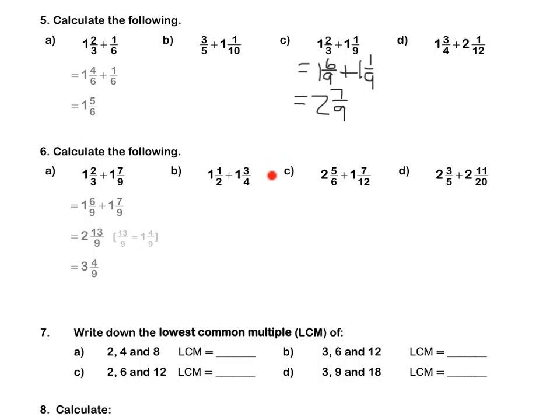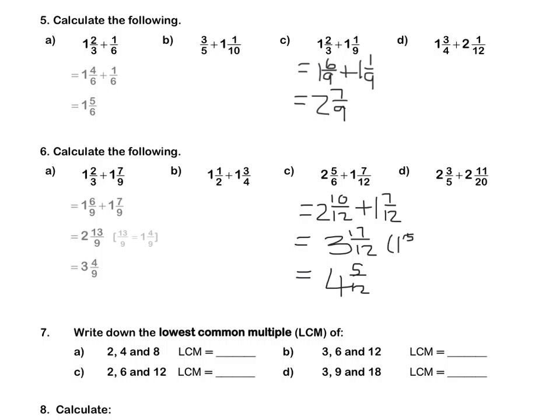Get out your pens and let's do C together. Our lowest common denominator is 12, so we have 2. We times 6 by 2, so 5 times 2 is 10, plus 1 and 7/12. Then we have 3 wholes and 17/12 to give us a final answer of 4 wholes and 5/12, because 17/12 is equal to 1 and 5/12. Press pause to complete the rest of question 6 by yourself.